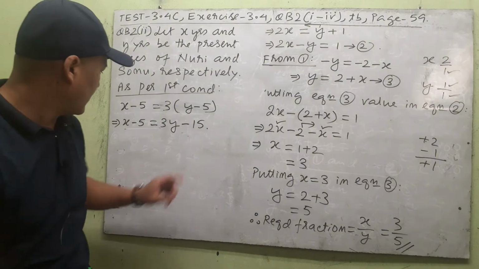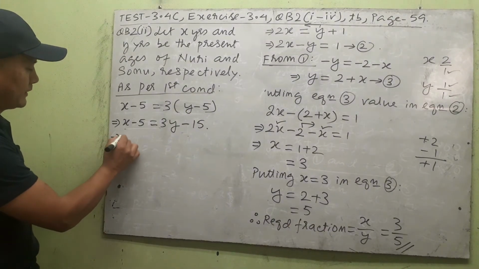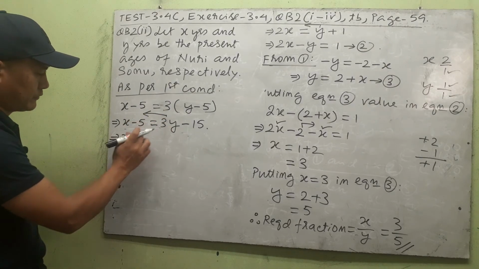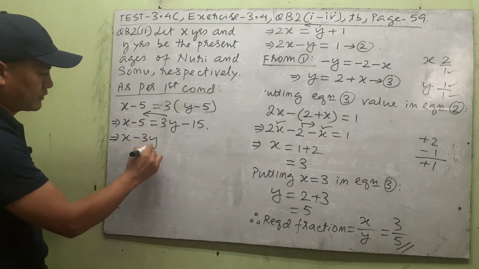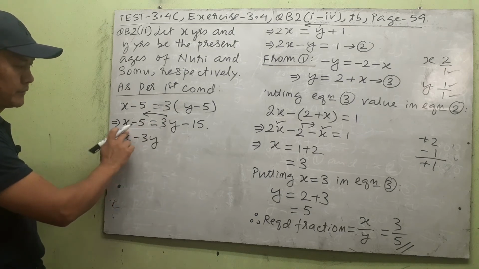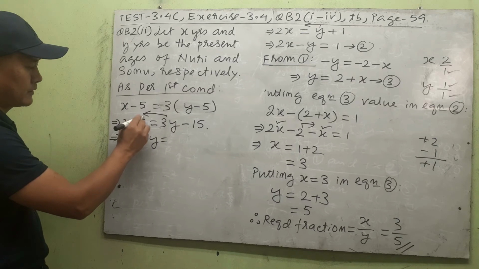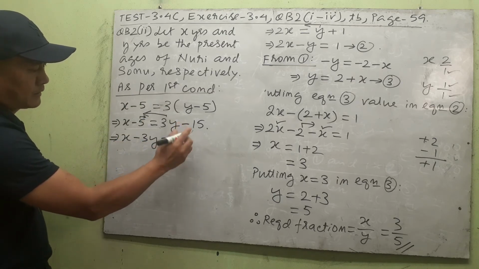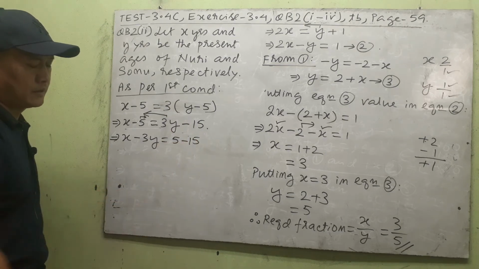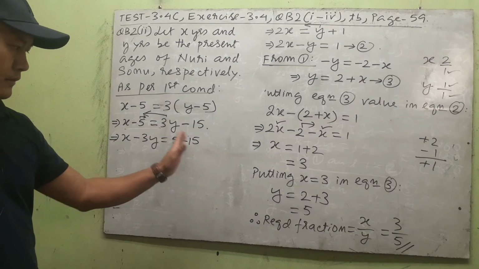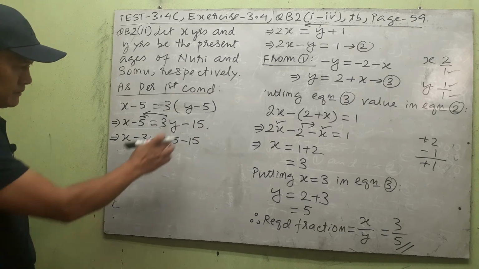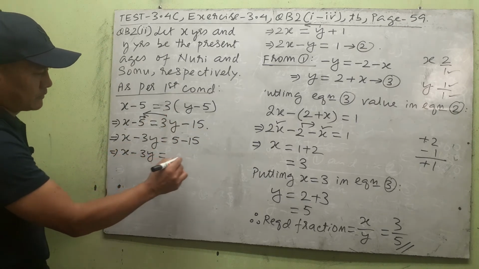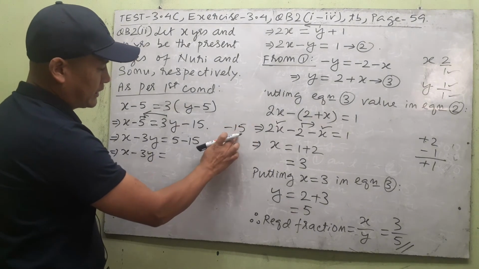So next here we arrange in the normal pattern, which is X term in first place, then Y term. Plus 3Y becomes minus 3Y when shifted to the left side from the right side. Then shift this minus 5 to the right side, it becomes plus 5. This minus 15 has not been shifted, so it's on the same side, the right side, so it's still minus 15, the same as the previous step.